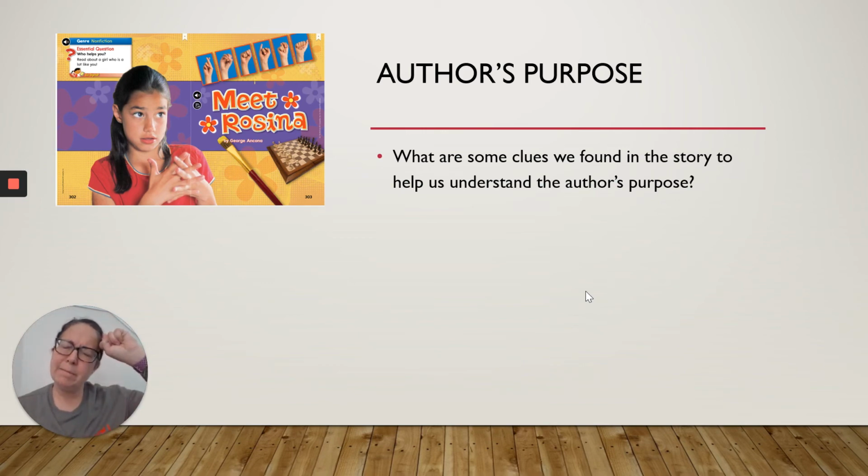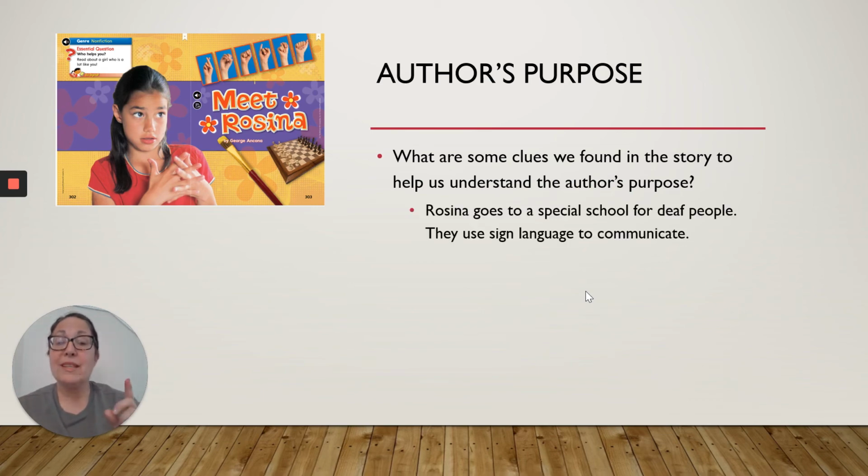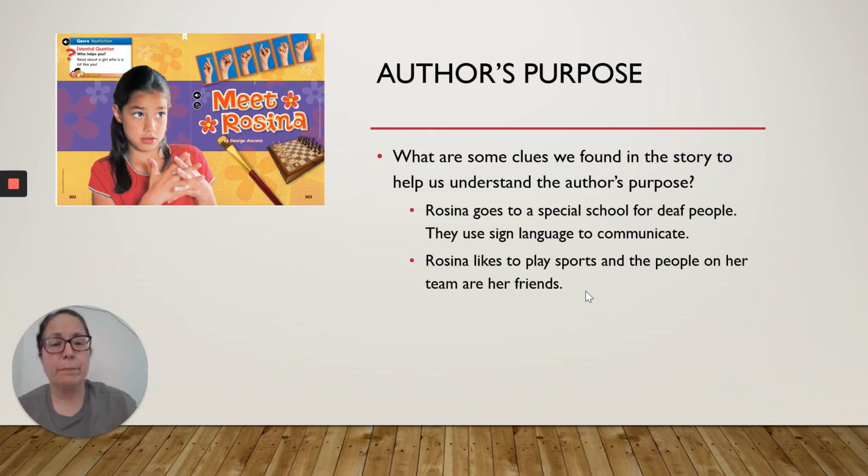I'm thinking. Okay, I think I got one. Here we go. Rosina goes to a special school for deaf people, and they use sign language to communicate. Oh, okay, that's a good clue. Let me think if I can find another clue. Oh, I think I have one more, friends. Rosina likes to play sports, and the people on her team are her friends.